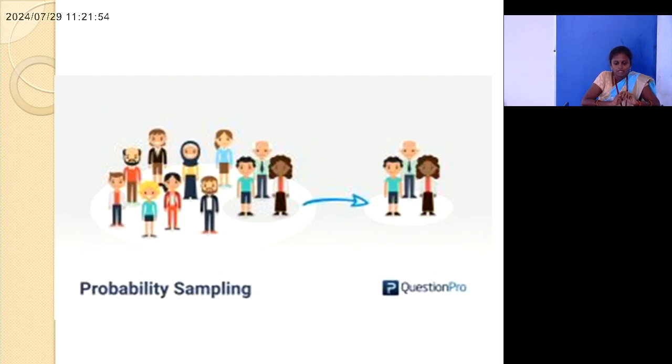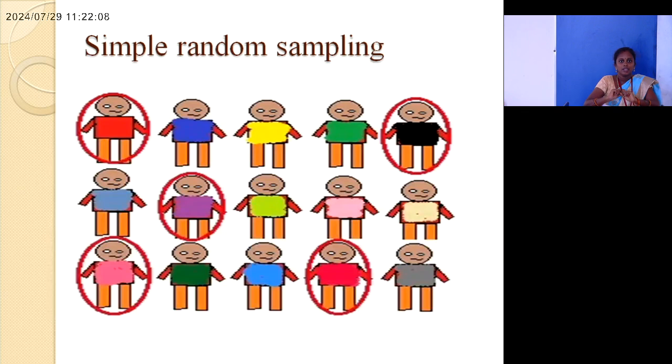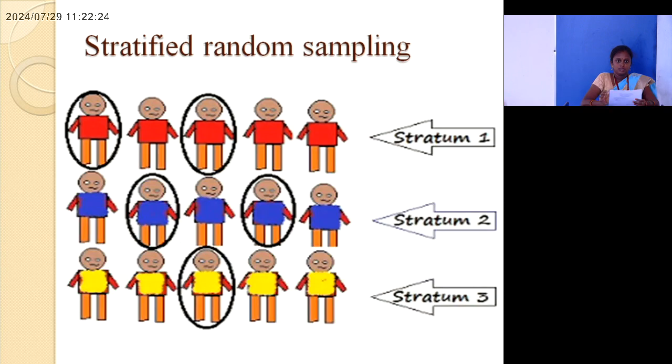Probability sampling methods utilize some form of random selection. In this method, all the eligible individuals have a chance of being selected for the sample from the whole sample space. The first one is simple random sampling. In simple random sampling, every item in the population has an equal and likely chance of being selected in the sample.